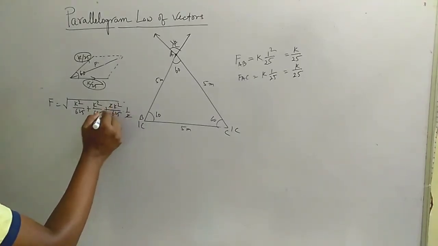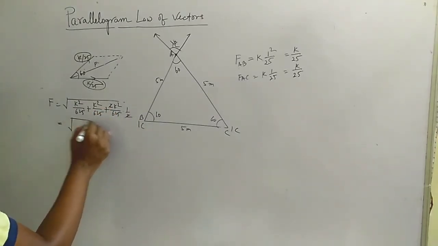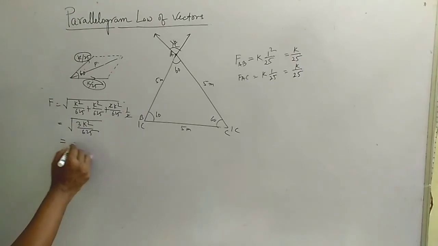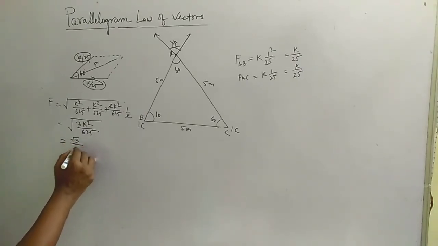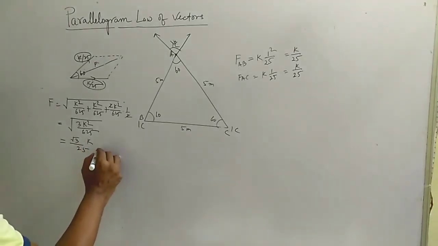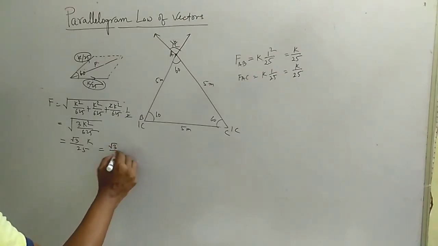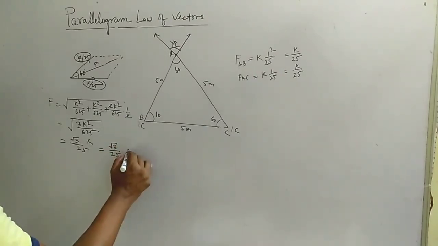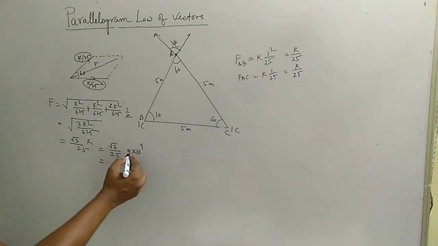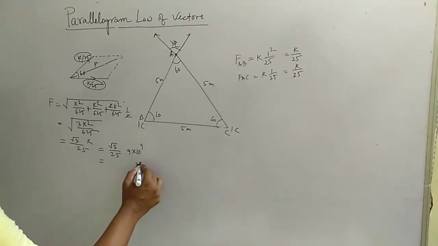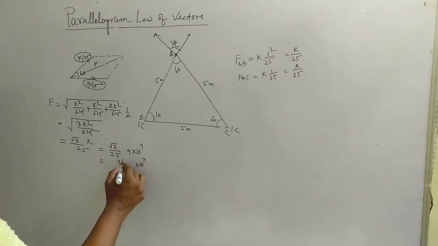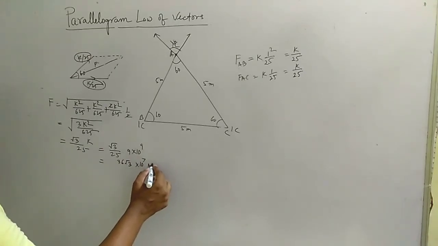So this 2 and this half cancel, so you are getting under root 3K square over 625, and that is root 3 times K over 25. And if you know the value of K, that is root 3 upon 25 into 9 into 10 to the power 9. I take just 100 out of this, this will become 10 to the power 7. 900 upon 25 is 36, so this is 36 root 3 into 10 to the power 7 Newton.